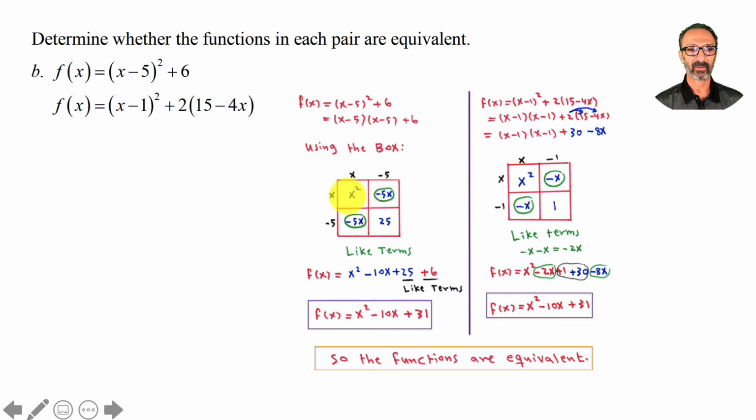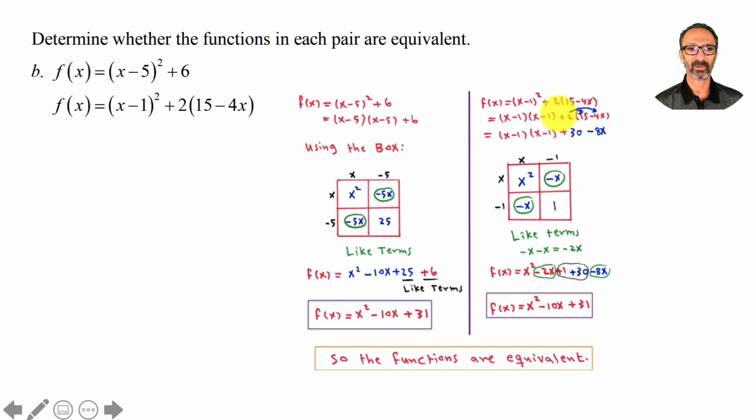This is x squared. This would give me minus 5x. This will give me also minus 5x. And the last one will give me a positive 25. These two are alike. That's why I'm circling them. That will give me minus 10x. Don't forget the plus 6 at the end. Combine like terms. That's a 31. Done with the first one.